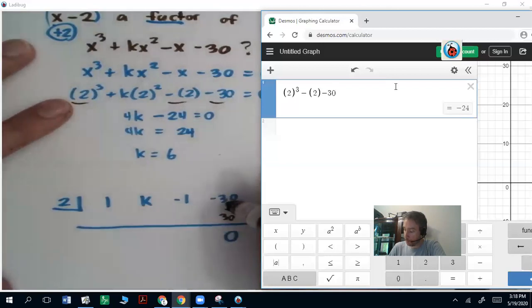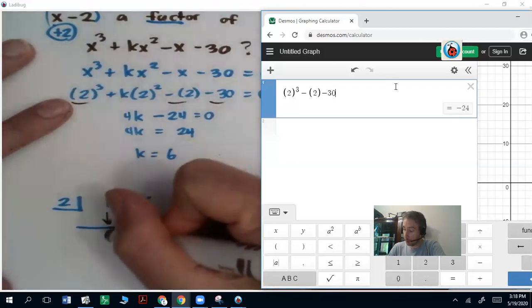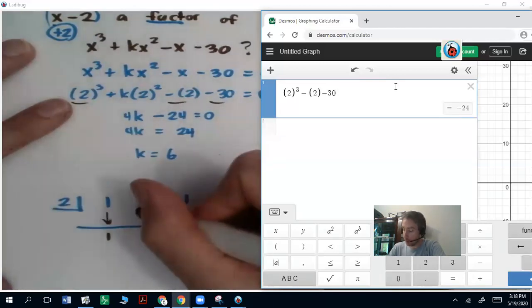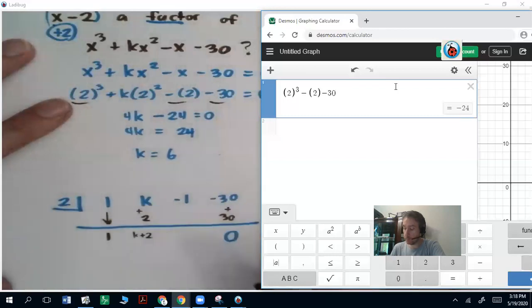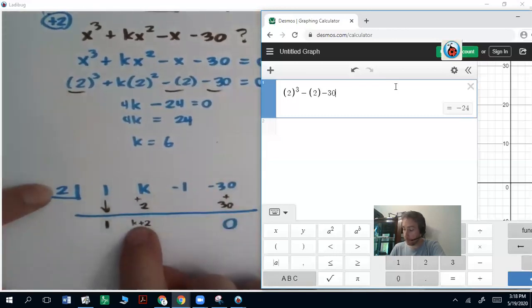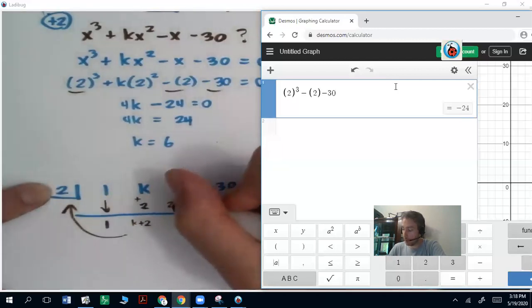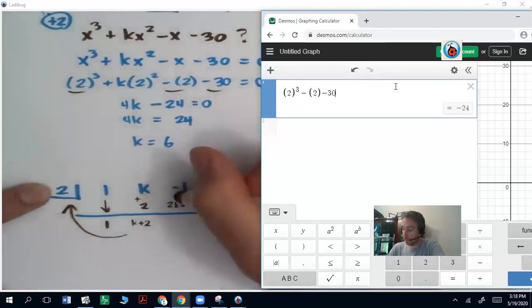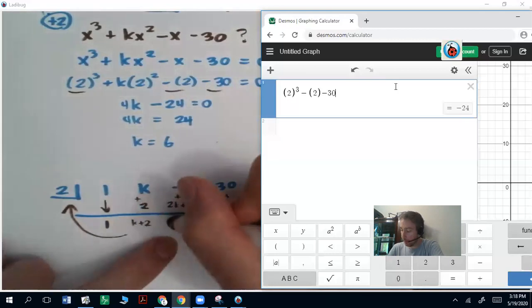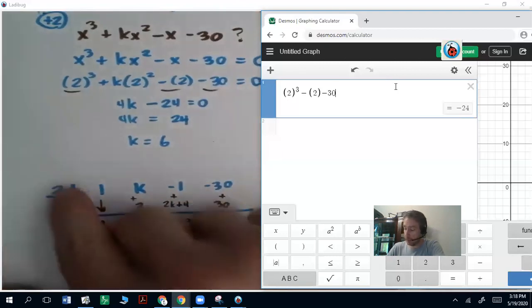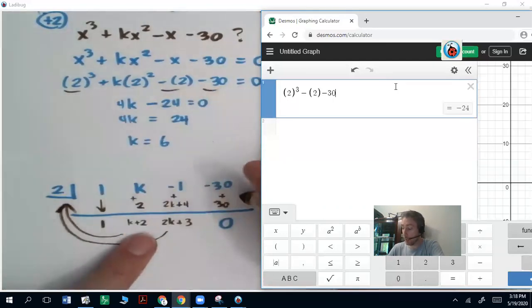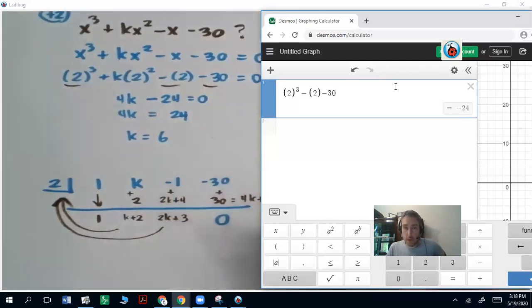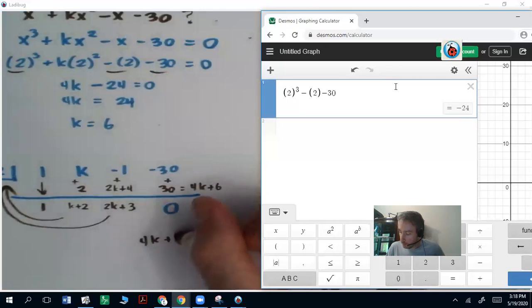Now, I'm going to go back from the beginning. If I brought down the 1, 1 times 2 is 2. This is k plus 2, which I don't know. But I do know that k plus 2 times 2, if I were to multiply that, that would be 2k plus 4. And if I added the negative 1 to that, that would be 2k plus 3. And if I multiplied the 2k plus 3 times 2, that's going to be 4k plus 6. So my equation would be 4k plus 6 is equal to 30.